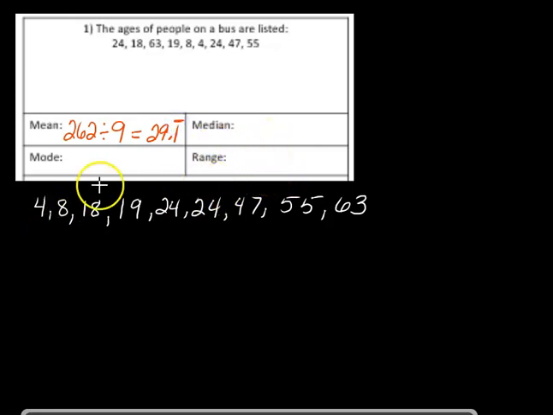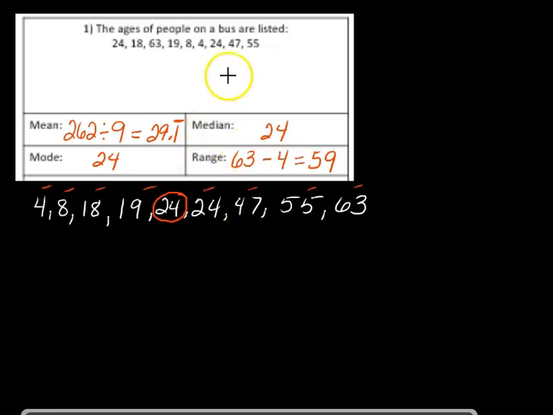The median, we count down to the middle. So we're going to count down here, all the way down, and we end up with this one in the middle. So my median is 24. The mode, we only have one mode. The 24 happens twice, nothing else happens twice. My range is my biggest number minus my smallest number. So 63 minus 4 is 59.